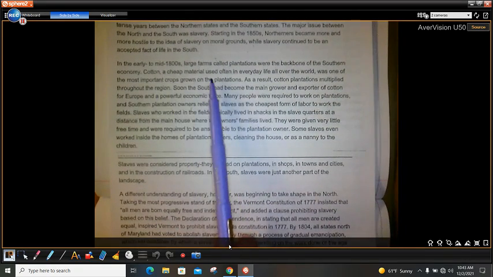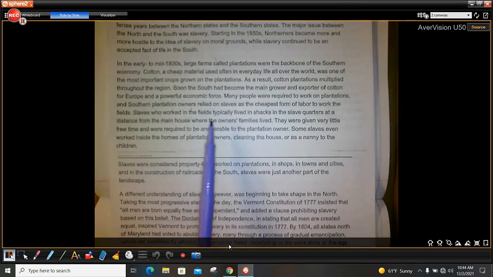In early to mid-1800s, large farms called plantations were the backbone of Southern economy. Cotton, a cheap material used in everyday life all over the world, was one of the most important crops grown on plantations. As a result, cotton plantations multiplied throughout the region. Soon the South had become the main grower and exporter of cotton for Europe and a powerful economic force. Many people were required to work on plantations, and the Southern plantation owners relied on slaves as the cheapest form of labor to work the fields.